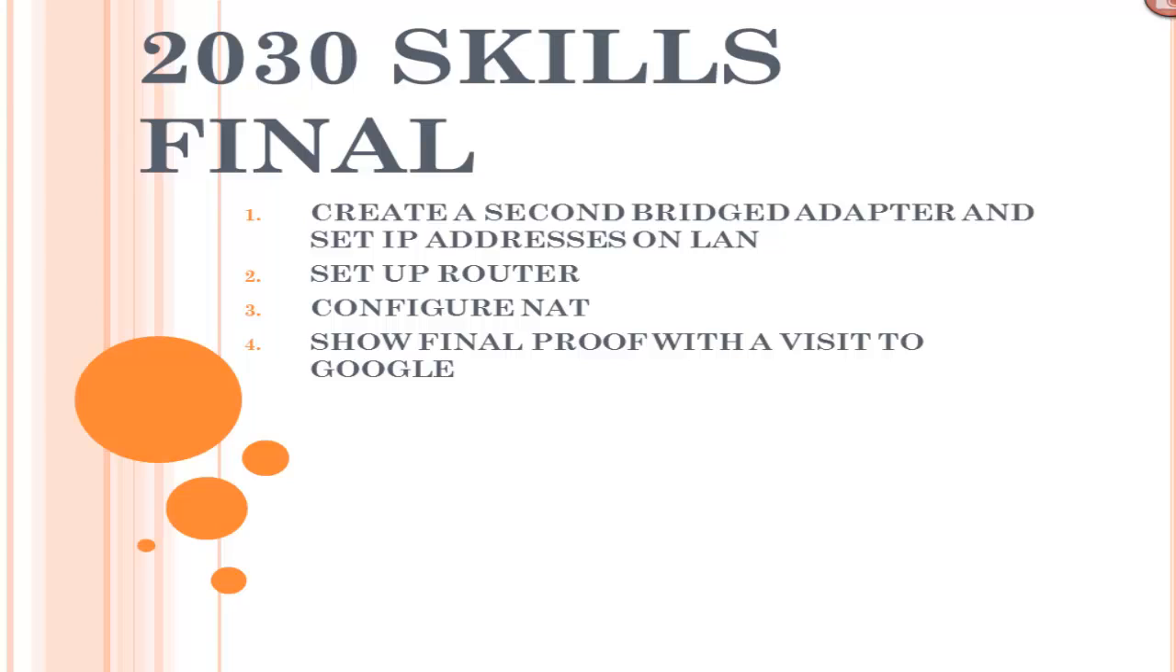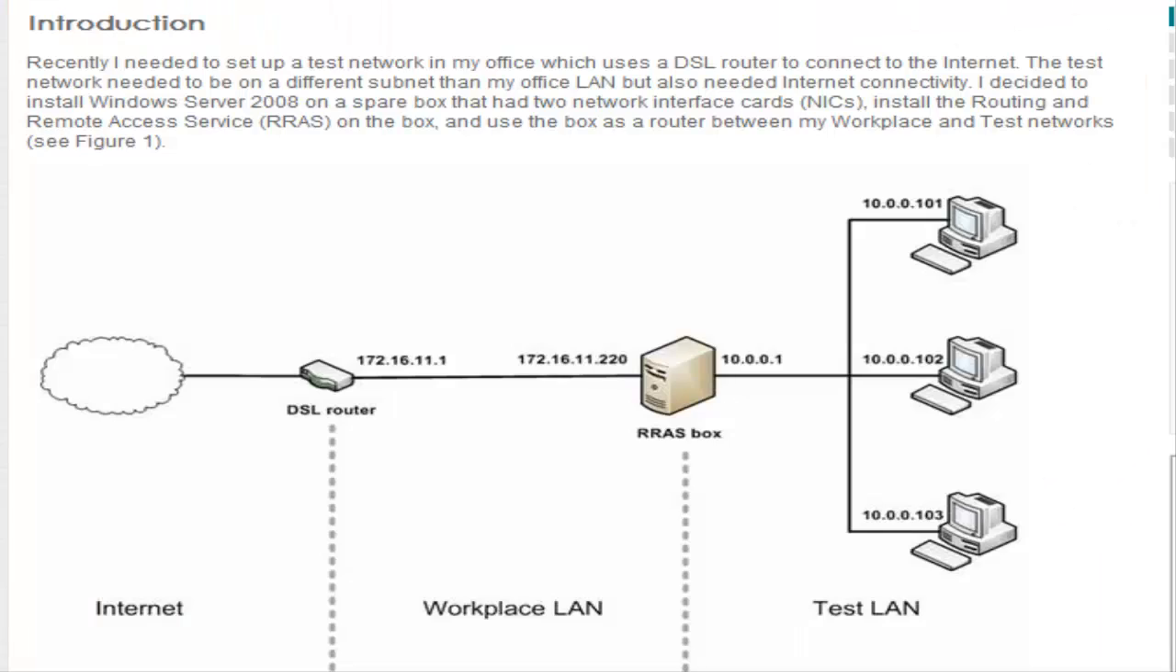Today we're going to be creating a second bridged adapter and setting IP addresses on a LAN that we're creating. We're going to set up our router, we're going to configure network address translation, and finally we're going to show final proof that our network is working by a visit to Google. So let's begin.